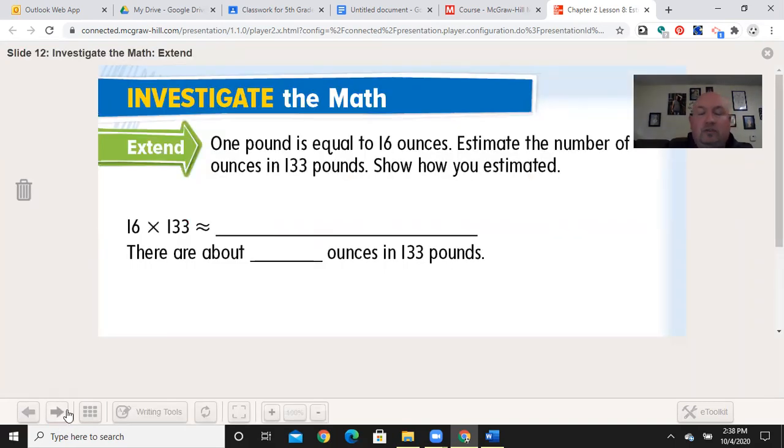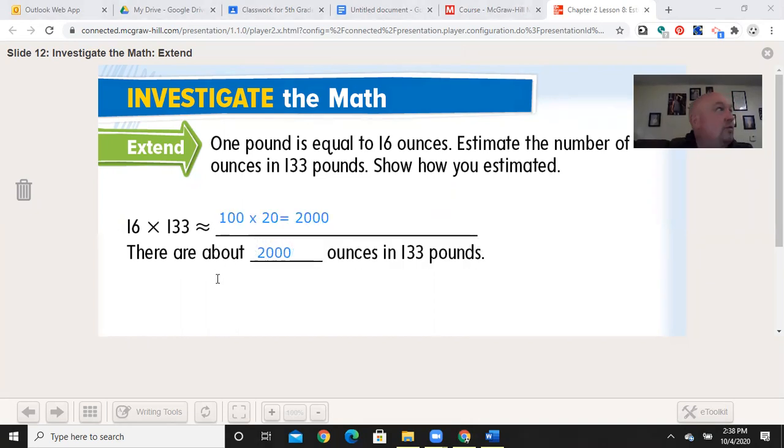So 1 pound is equal to 16 ounces. Estimate the number of ounces in 133 pounds. Show how you estimated. Well, I would probably go to something like 100 times 20. So go ahead and do that, my annotation tool. And then we'll compare what the book did too. 100 times 20 equals 2 times 1 is 2, there are 3 zeros, about 2,000 ounces.